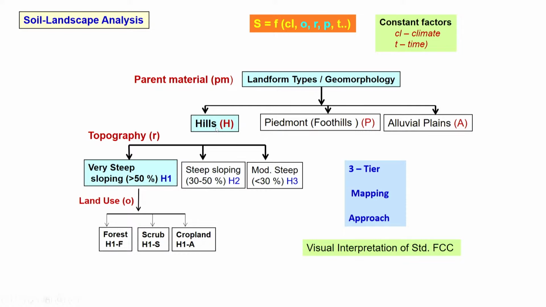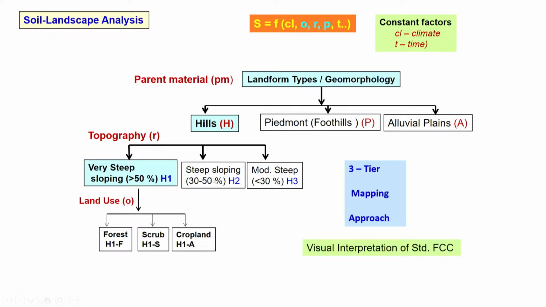So for example, hills, Piedmont plains, alluvial plains in the previous satellite data I have shown. Then you divide each map unit. Here I am taking only one geomorphologic unit, hills. Hills can be further divided based on the topography, and you are getting these slopes.